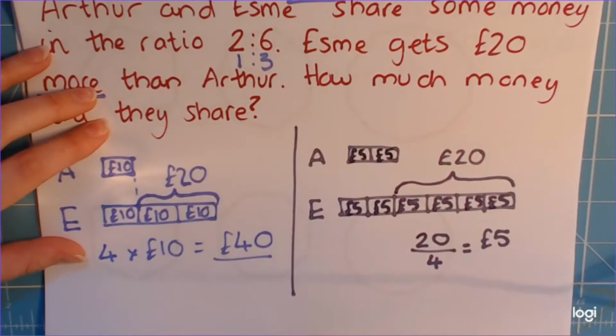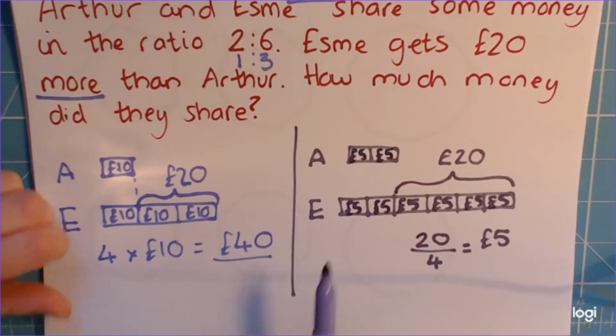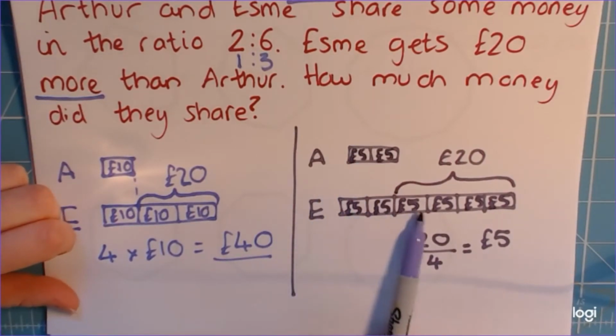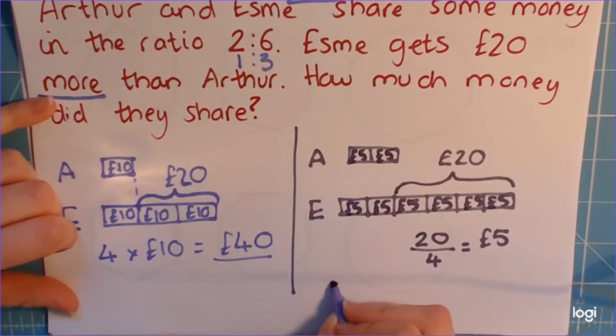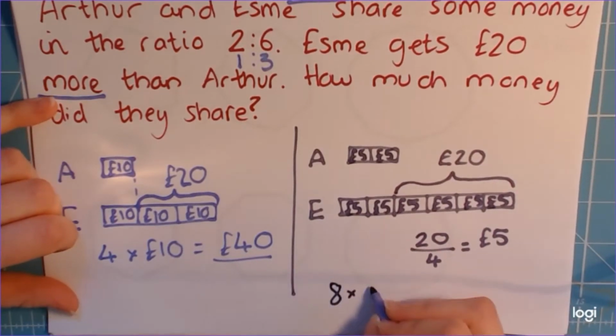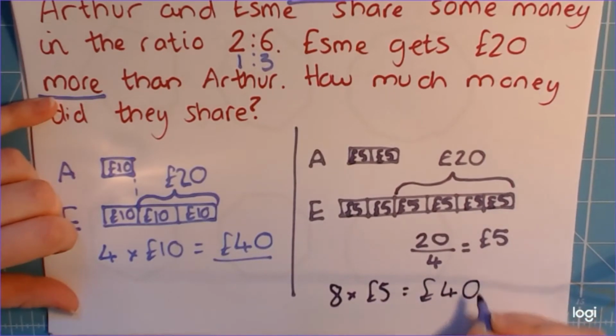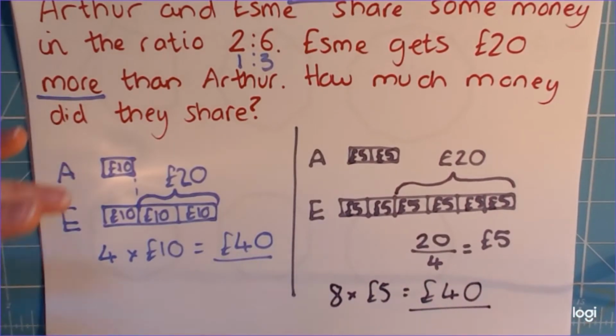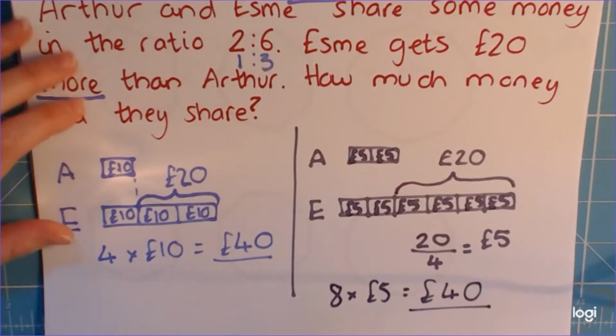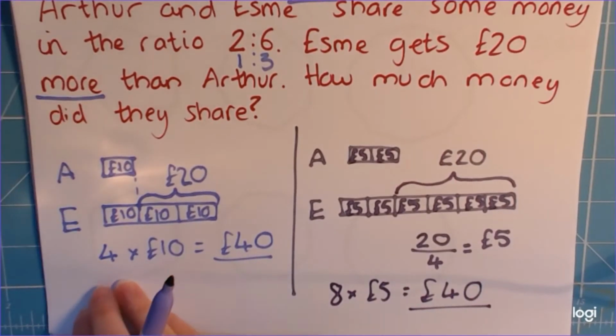Lovely. So altogether, how much money have they got? We've got 1, 2, 3, 4, 5, 6, 7, 8 times £5, which is £40. So you're going to get the same answer. So it's okay if you forget to simplify, it's not the end of the world. Right, let's try one more example.